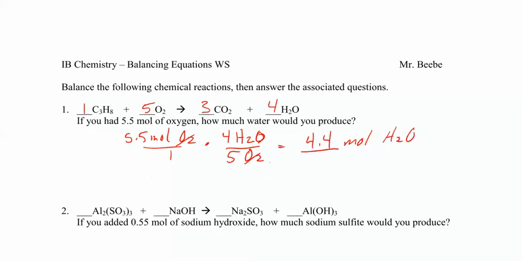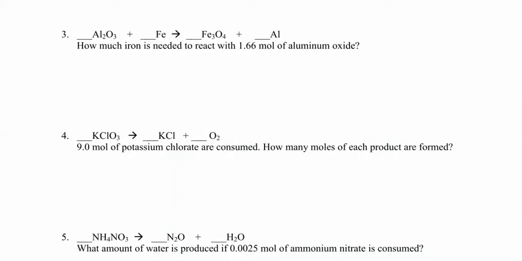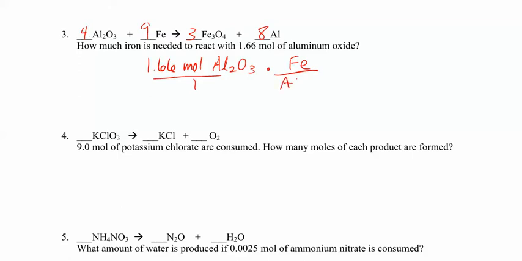Okay, let's look at the next one here. And look at number 3. Here's the balanced equation. You can also balance it using fractions as well, but this is the easiest way with whole numbers. Okay, and I'm trying to figure out how much iron I need given the amount of Al2O3 I have. And again, the numbers come directly from the equation. It's a 9 to 4 ratio I see. So I just multiply. Again, just always make your units cancel out, so you're left with the one you want on top.